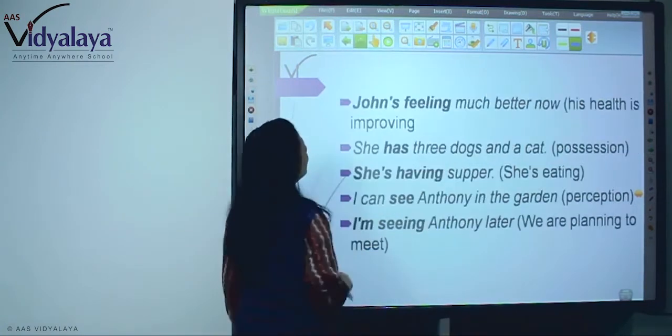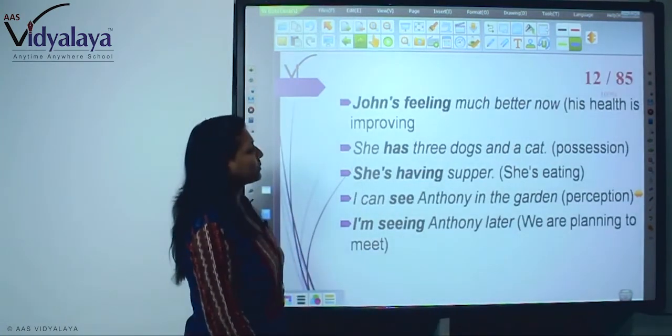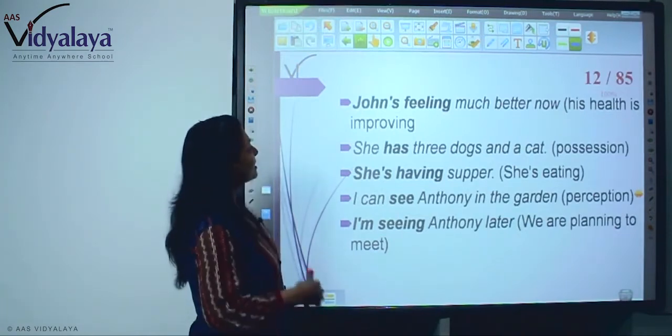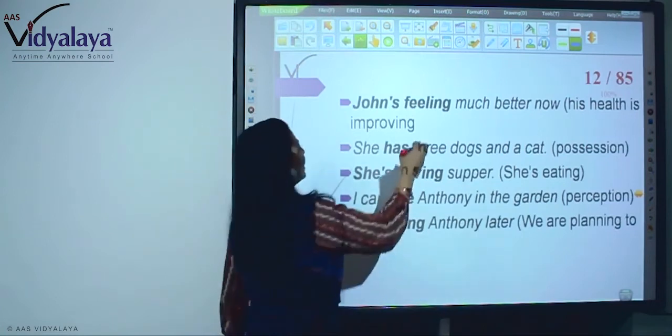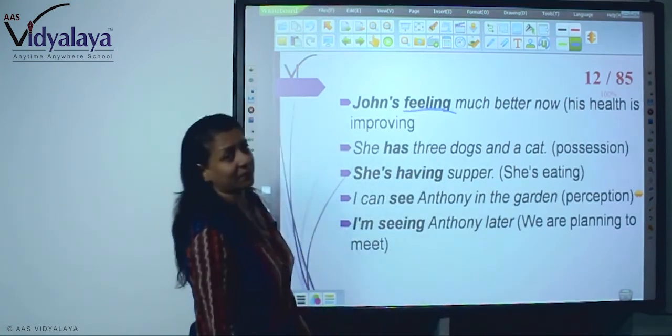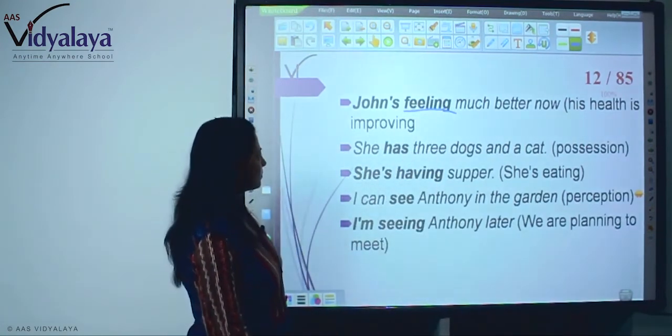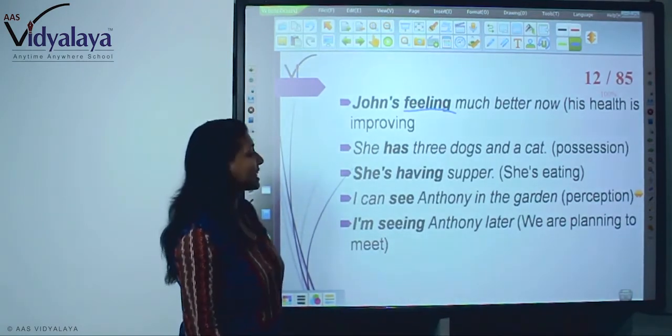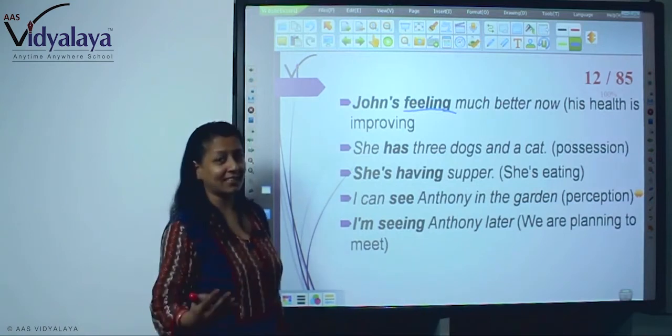So, here John's feeling much better now. John is feeling much better now. That is, his health is improving. So, here the present participle has a different meaning. Right? She has 3 dogs and a cat. Here, possession. And she is having supper. That means she is eating.